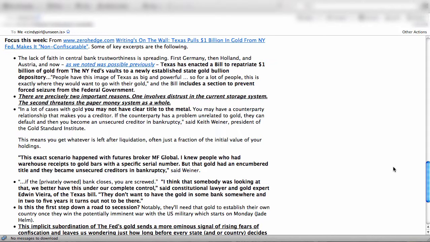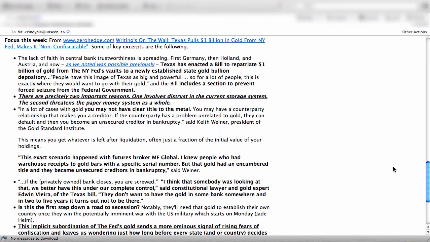The lack of faith in central bank trustworthiness is spreading. First Germany, then Holland and Austria, and now, as we noted was possible previously, Texas has enacted a bill to repatriate $1 billion of gold from the New York Fed's vaults to a newly established state gold bullion depository. People have this image of Texas as big and powerful, so for a lot of people, this is exactly where they would want to go with their gold. And the bill includes a section to prevent forced seizure from the federal government.